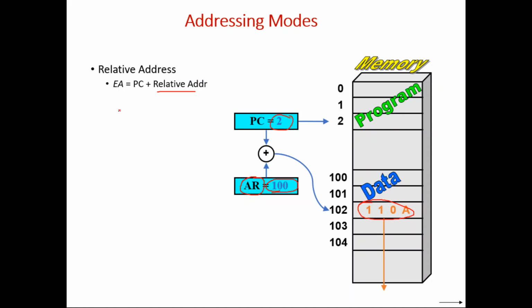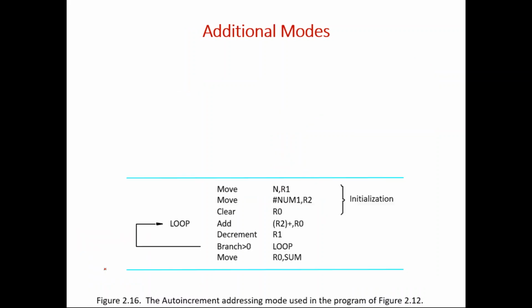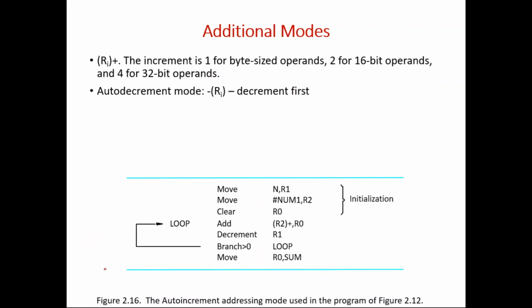So this is how the relative addressing mode works. It is relative with respect to the program counter. Fine. There are some additional addressing modes, like auto increment and auto decrement. Auto increment works similar to a post increment, that is, it will increment after performing the operation, whereas auto decrement will decrement first.